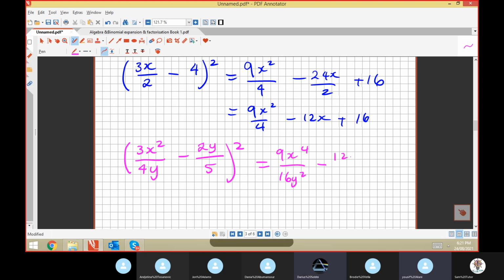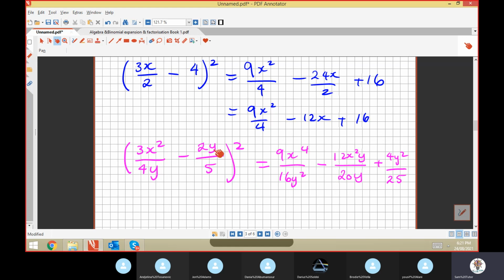Minus 12x squared y over 20y plus 4y squared over 25. Wow. I actually think you got it all out. 9x to the 4 over 16. Yep. 2 times the inside.